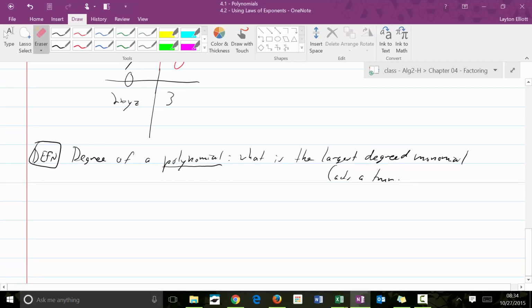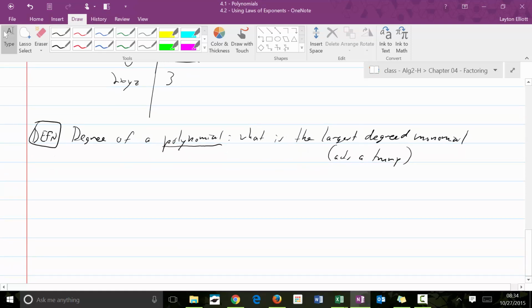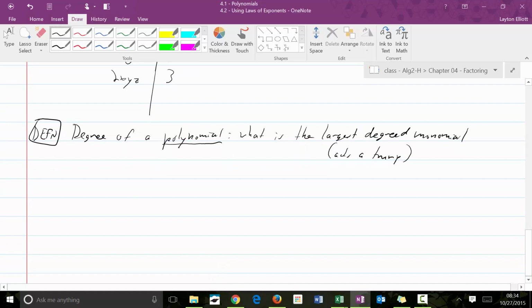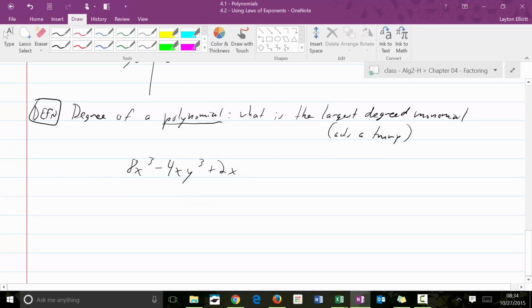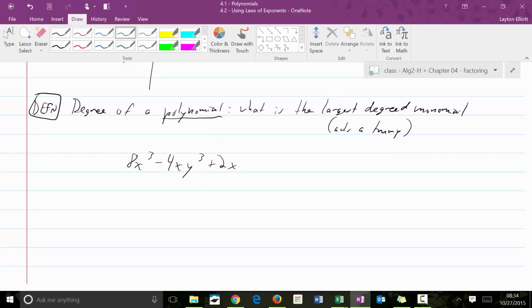Because as you're going to learn later with graphing, the behavior of whatever equation you're looking at follows that of the largest degreed monomial. So if I talk about 8x to the third minus 4x y to the third plus 2x, that is a polynomial. It has 3 different monomials in it.